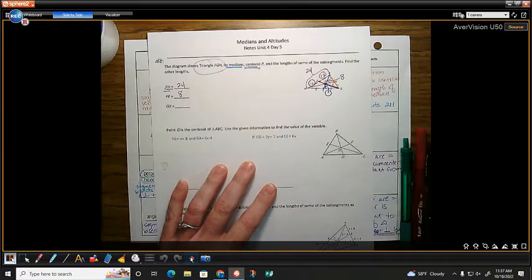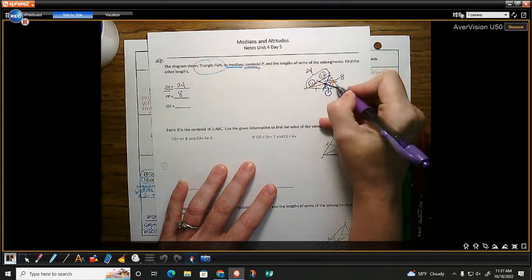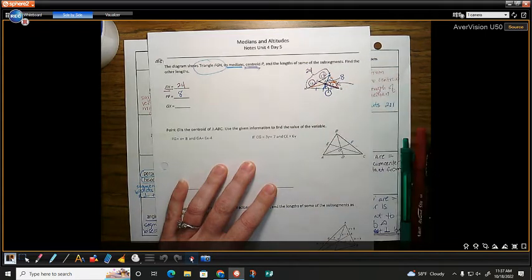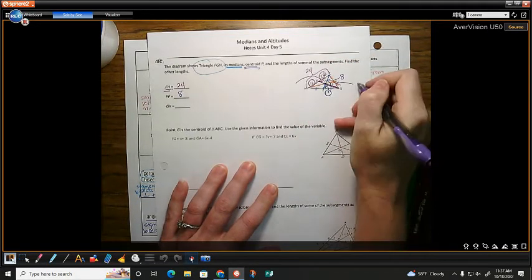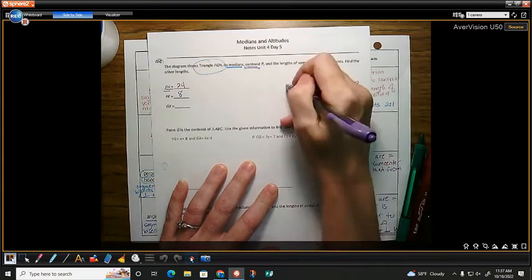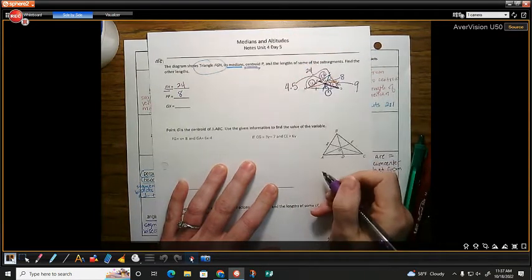Now look at the picture. What could be useful? The 9. The 9 would be useful. Now, is that the longer piece or the shorter piece? The longer piece of the median. So it will be 2 of the shorter piece. So how big is this shorter piece going to be? If this one was 9, it'll be 4.5.